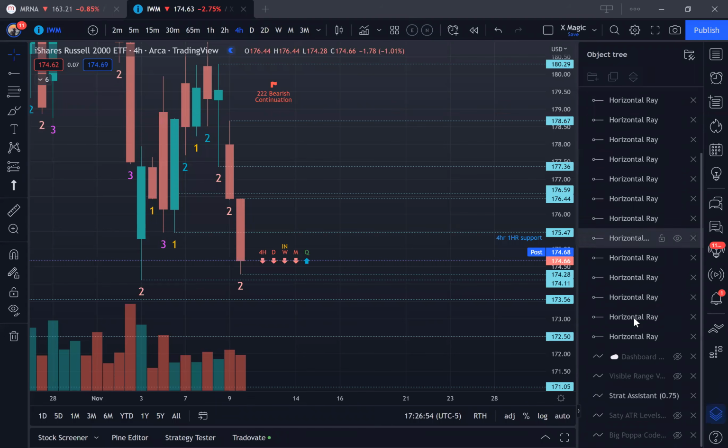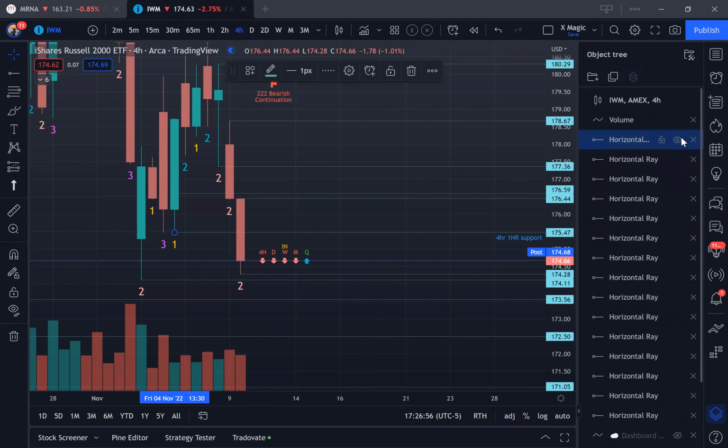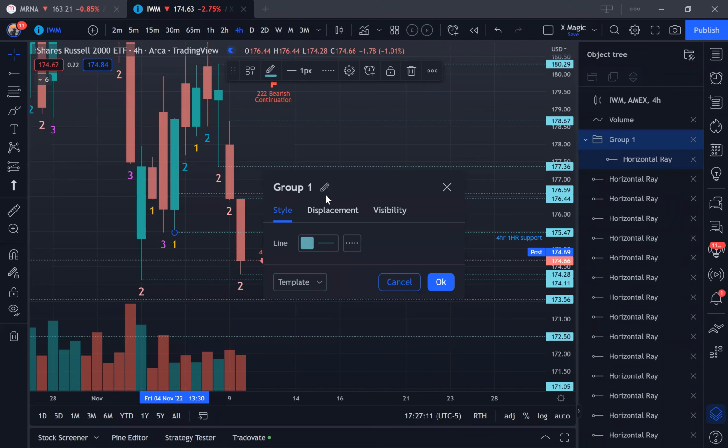If you do use TradingView, on the right side right here, object tree, you can click on that, and it'll show you all of your lines. So let's just say for this one, if I wanted to just group all of my 4-hour supports, click on whatever line or whatever you use, right up here, create a group of drawings. You could just label this 4-hour supports.